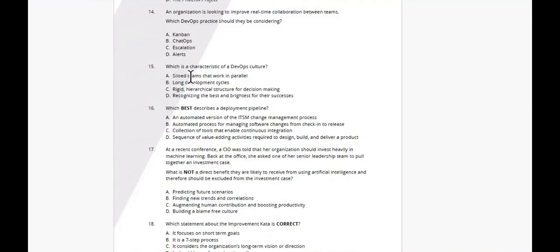15, which is a characteristic of a DevOps culture? A, siloed teams that work in parallel. You don't want siloed teams, so not A. Long development cycles. No, you don't want long development cycles. C, rigid hierarchical structure for decision making. No. Or D, recognizing the best and brightest for their successes. Okay, recognition is certainly a part of a culture, so I'd go with D. 15. D, it says C. 15, C, rigid structure. I totally disagree with that answer.